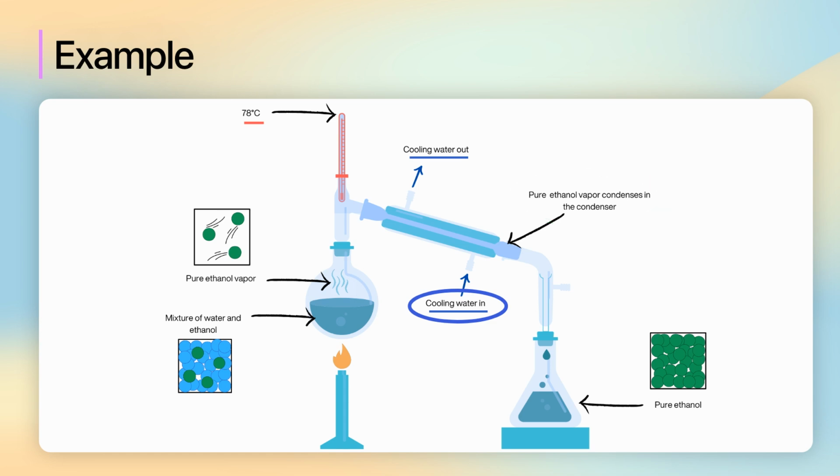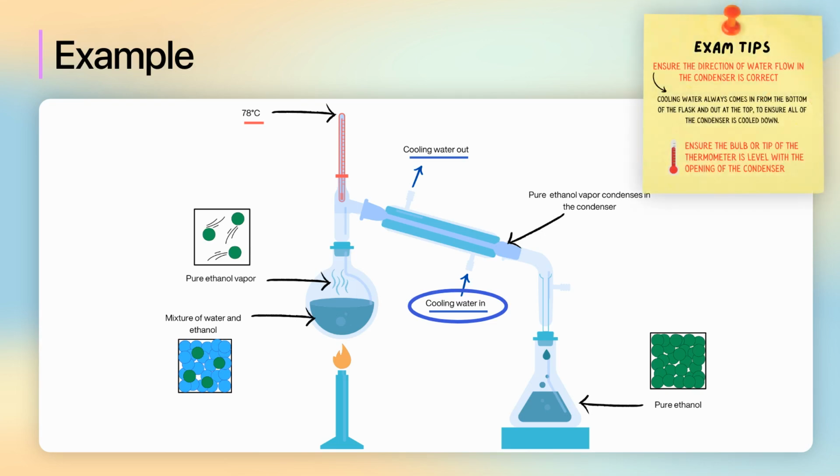You may be asked to draw a distillation setup in an exam. One key point is to ensure the direction of water flow in the condenser is correct. Cooling water always comes in from the bottom of the flask and out at the top to ensure all of the condenser is cooled down. Furthermore, ensure that the bulb or tip of the thermometer is level with the opening of the condenser.